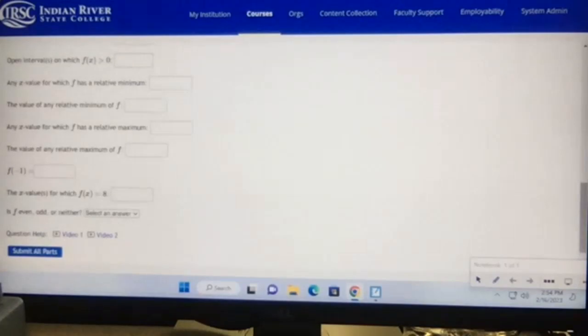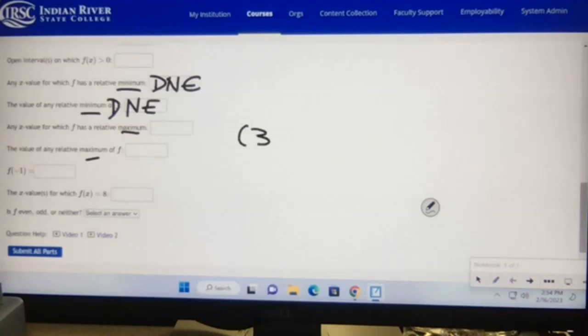All right, so the first thing is our minimums. We said there was no minimum, so this does not exist. D and E do not exist. All right, and then the next thing is our relative maximum. We said our maximum was at the ordered pair 3, 8, so x is 3, y is 8. This first one's asking us for our x value, so x is 3. The second one's asking us for our y value. Our y value is 8.